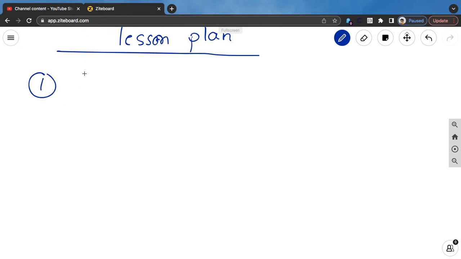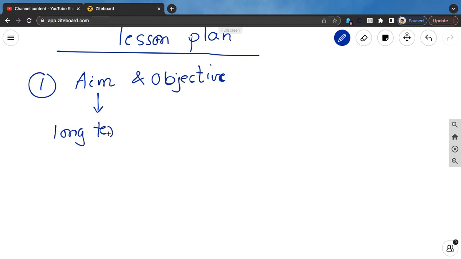The first most important thing is for a lesson to have a clear aim and objective. What is the difference between an aim and an objective? Well, aim is a long-term goal. That means, by learning this, how will it help you in future? What can you use this information for? Or the significance of your learning.